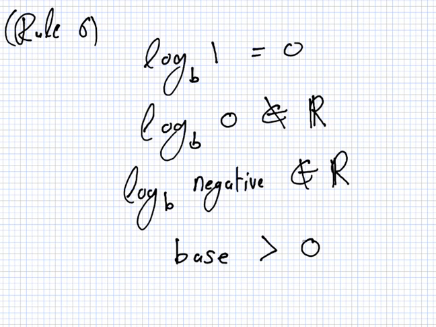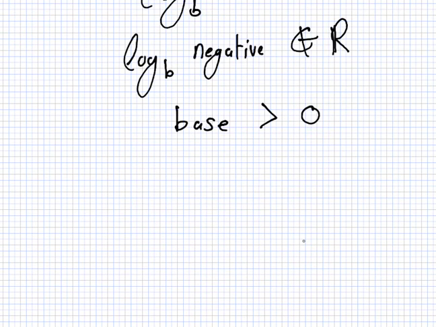Okay, now that we have our 6 rules, let's have a look at some examples then. Okay. Can I scroll down? Yes, okay.